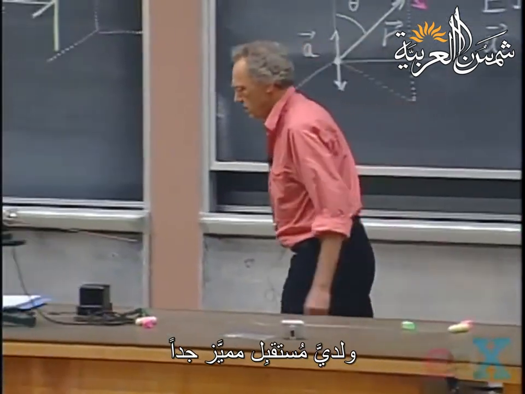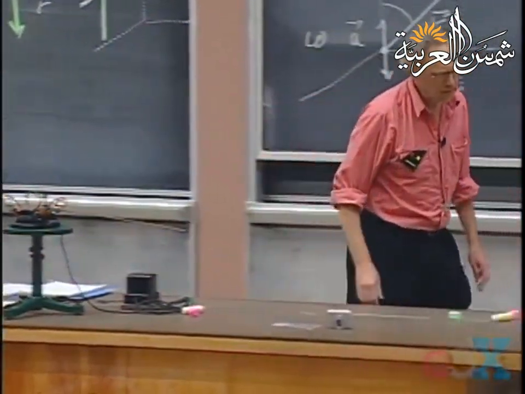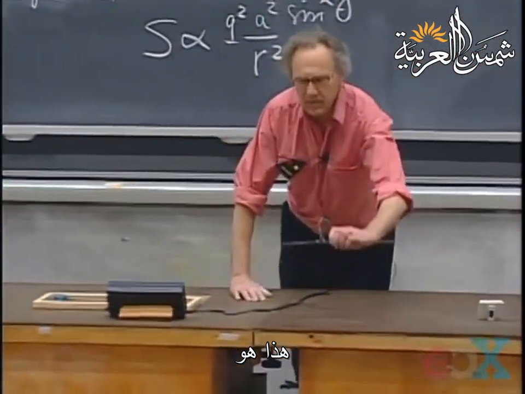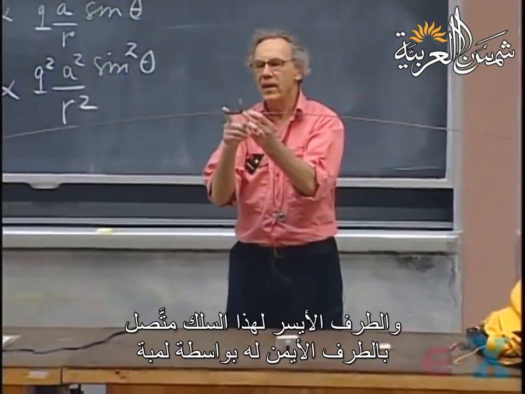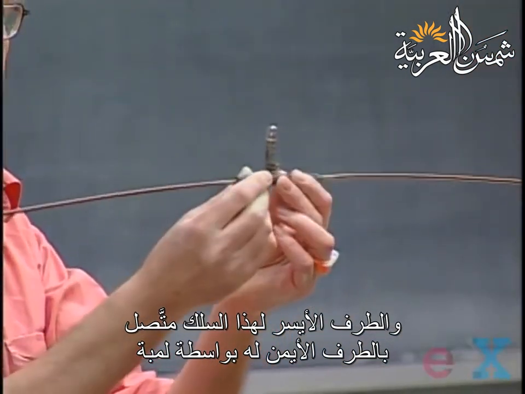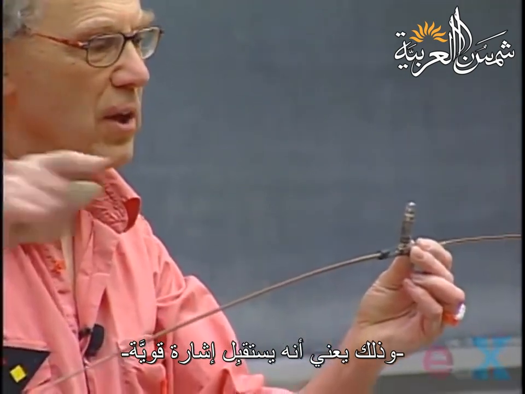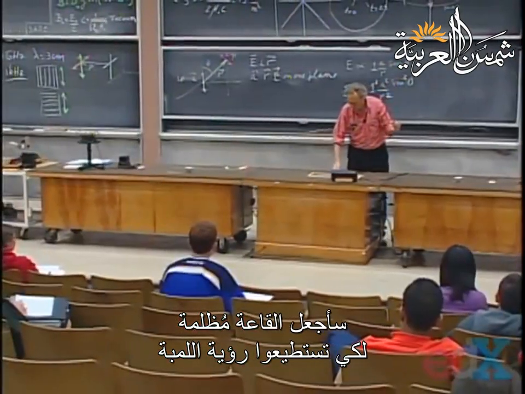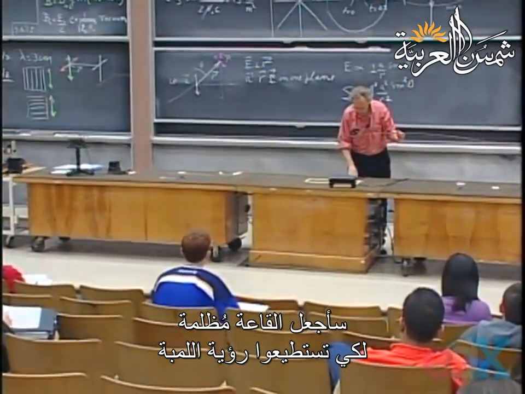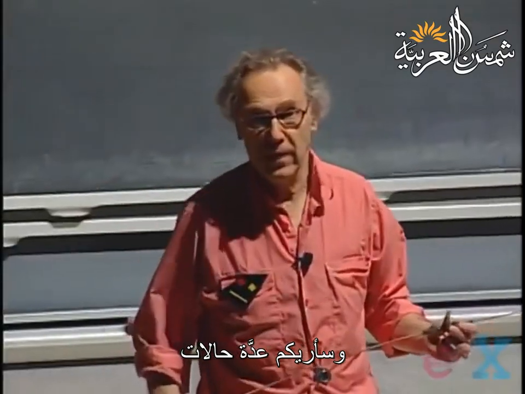I have a very special receiver. A very special one. And that very special receiver is this. It's just a straight copper wire cut in the middle, and the left side and the right side are connected with a light bulb. So if there's a strong current going through here, that means if it receives a strong signal, then the light bulb will indicate that. I'm going to make it dark so that we can perhaps see that light bulb.